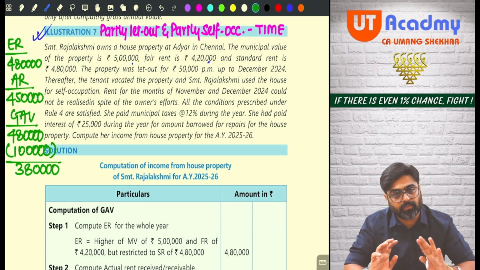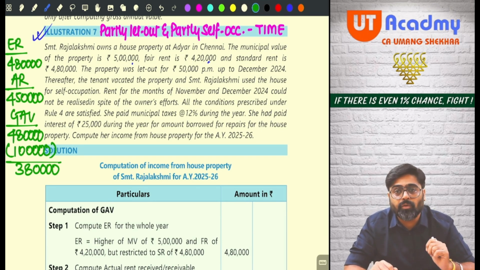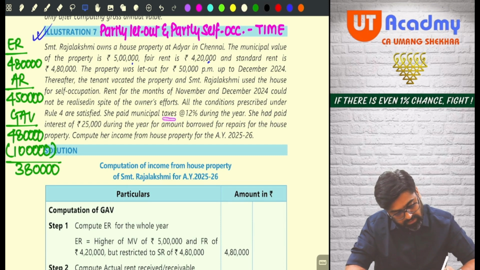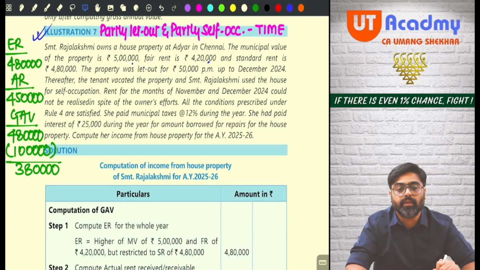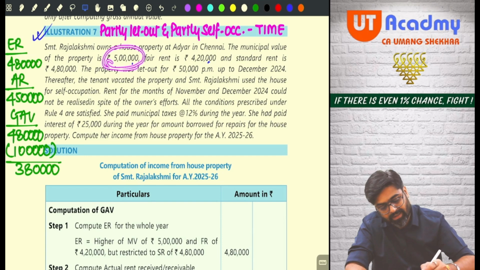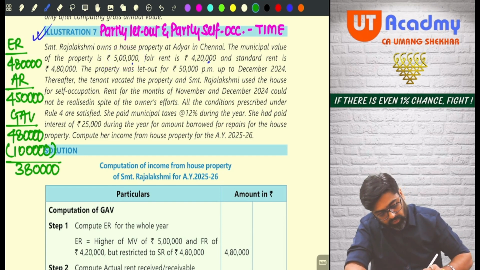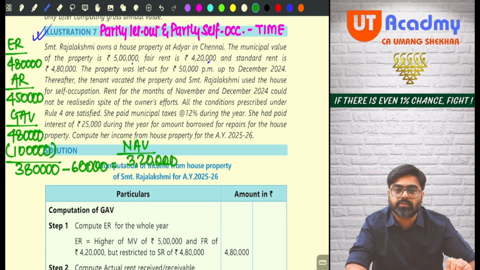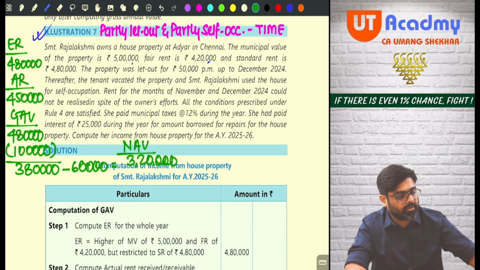Okay, sir. Now tell me one thing. If 3,80,000 is my final GAV, is there any municipal tax? Yes, sir. The municipal tax is 12%. So 12% of 5 lakhs will be 60,000. Sir, 60,000 municipal tax I will reduce from here. So my NAV will be 3,20,000, sir. Everyone got it? Now 30% of 3,20,000 will be how much?